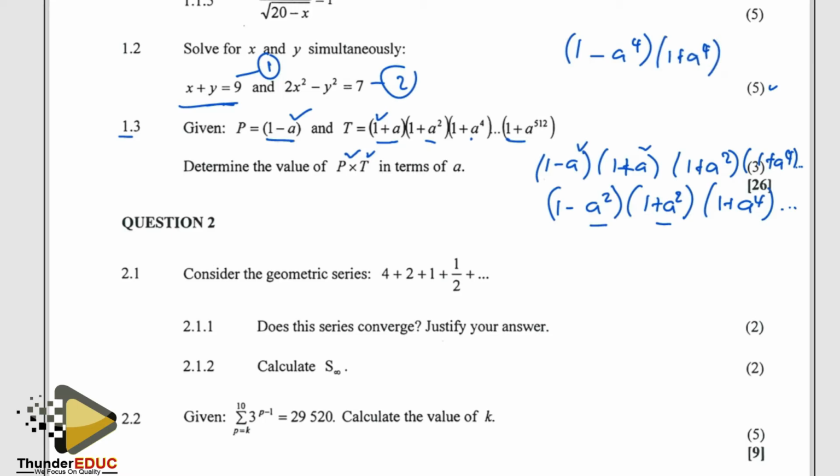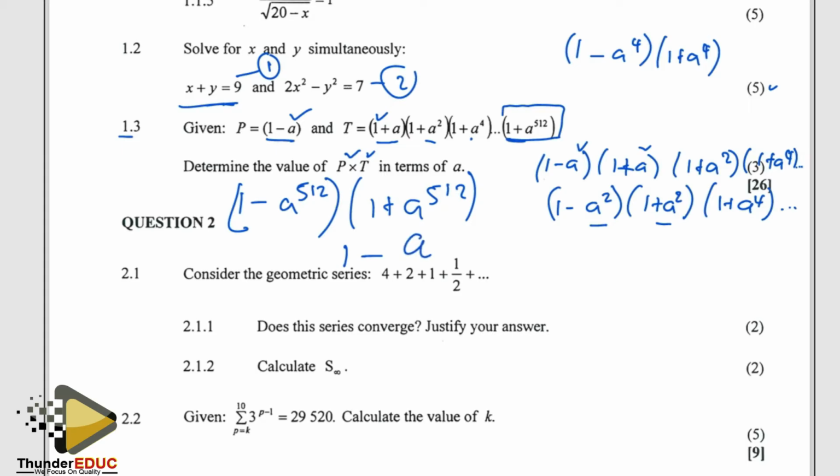Now, since the last term, or the last bracket, is 1 plus A to the 512, which means all these brackets are just going to reduce to something like 1 minus A to the 512. And then I'm having 1 plus A to the 512. So it's still a difference of 2 squares. I'll have 1 minus, and then I just add up those things. Since I'm going to multiply numbers with the same bases, I'll add up the exponents. So we know that 512 times 2 gives me 1024.